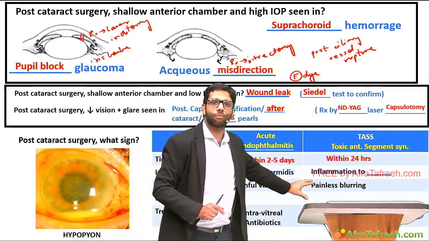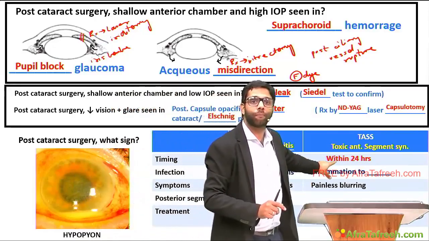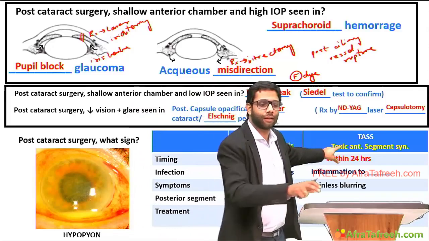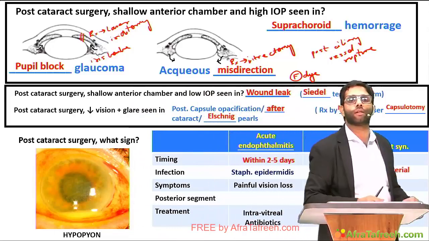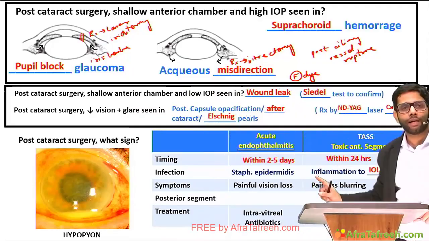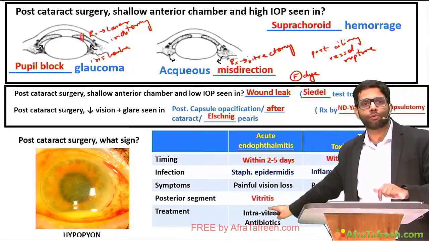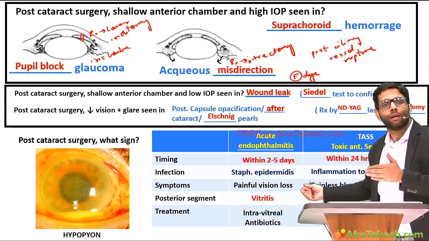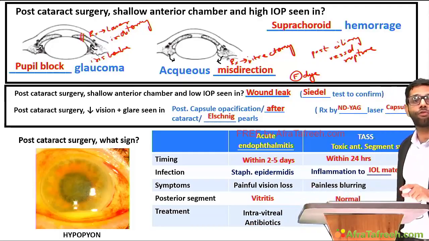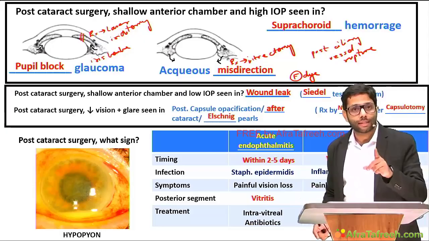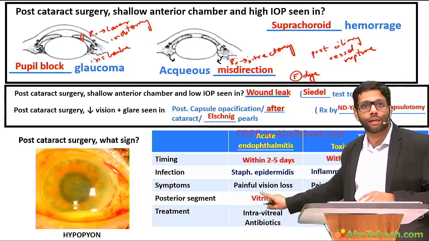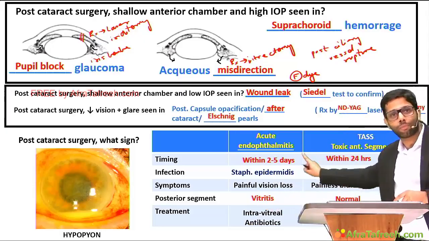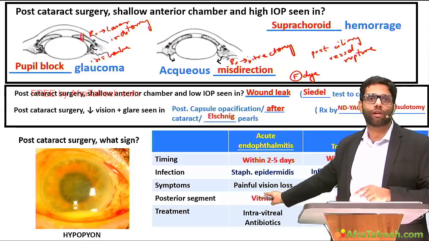TASS causes painless vision loss, because this is only inflammation in which segment? Anterior segment. Inflammation to IOL material. And by definition of endophthalmitis, vitreous has to be involved. In TASS, anterior segment I told you is from cornea to lens, and the vitreous has to be normal. That is why if you do ultrasound, A scan for axial length, the B scan will be normal in TASS. B scan will be abnormal in endophthalmitis.